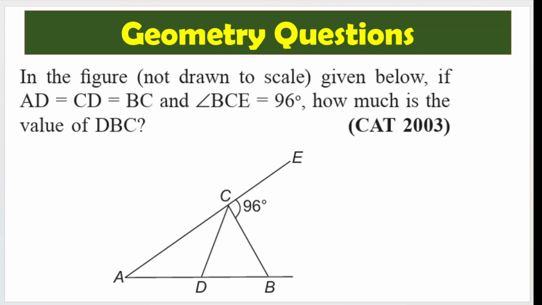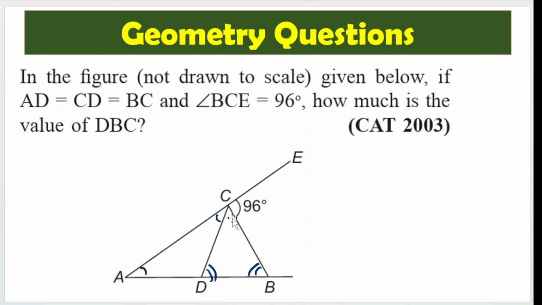Let's look at another question. In this question, AD equal to CD equal to BC. Right. AD equal to CD, that means this angle and this angle are same. Similarly, CD equal to BC, that means this angle and this angle are same, because angles opposite to equal sides are equal in a triangle, right?